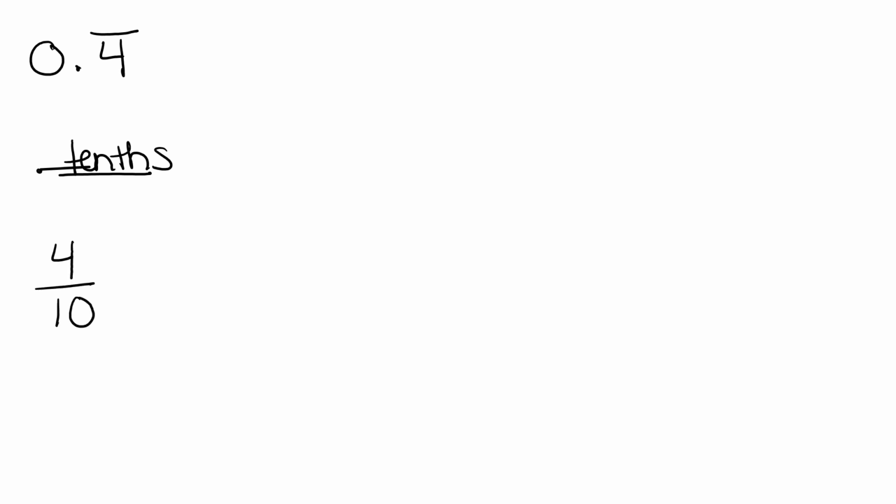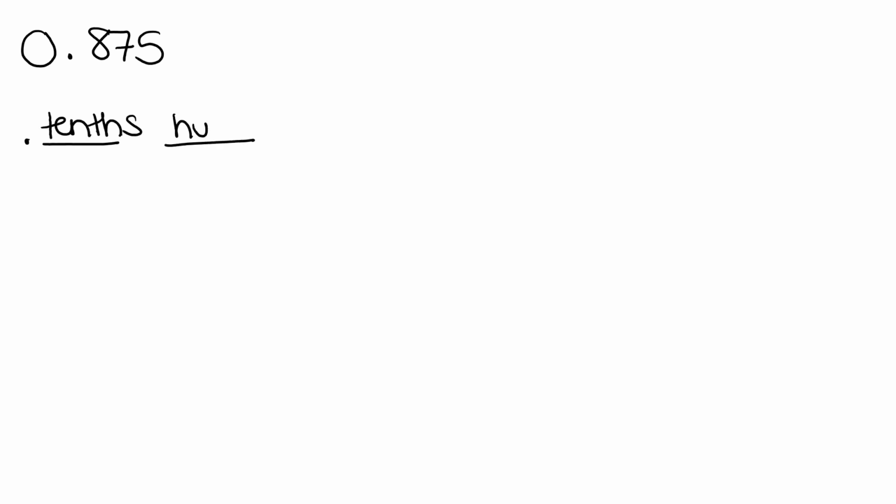For number 16, we have the decimal 0.4 repeating. 4 is in the tenths place, and so we would start by writing our fraction as 4 over 10. But because it's repeating, decimals get written over 9s, so we change the 10 into a 9. And our final answer is 4/9. We cannot simplify that fraction because no number goes into 4 and 9 evenly.